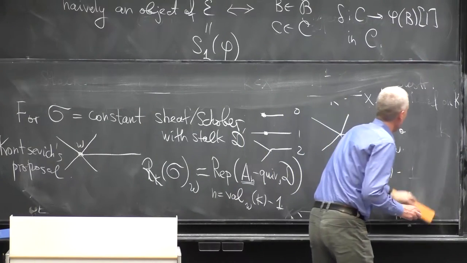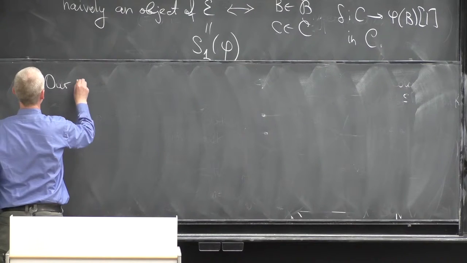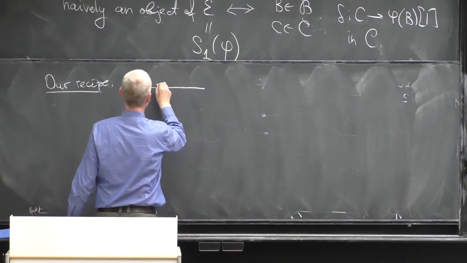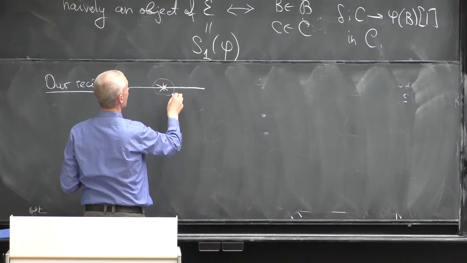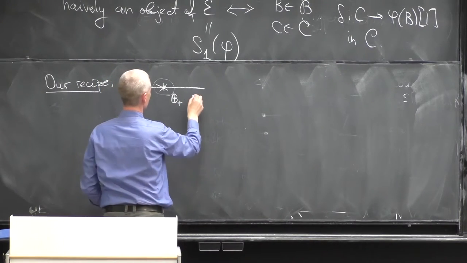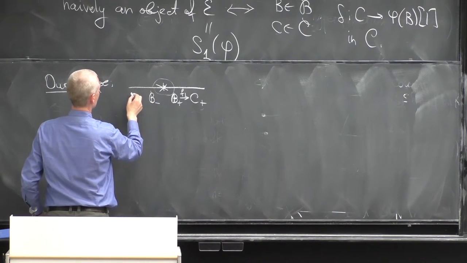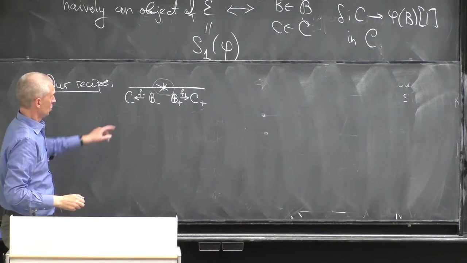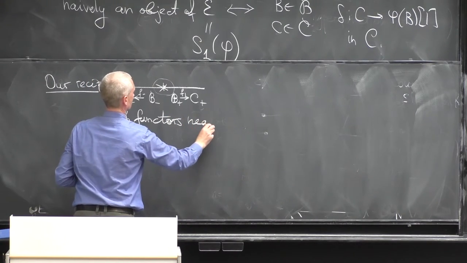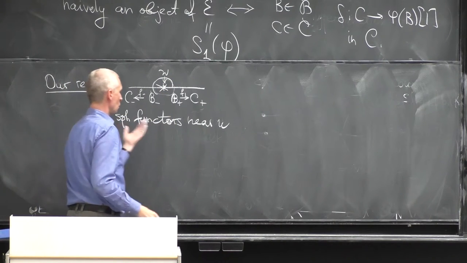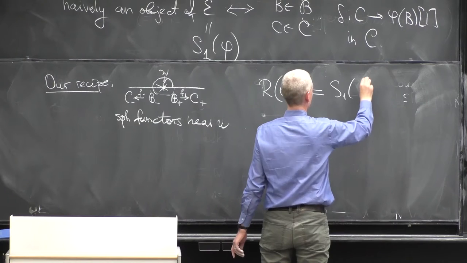Then, to finish my example here, our recipe consists of the following. If we have something like this, then we have two spherical functors. In this data, remember, the spherical functors form a local system. So here we have a category, say, B plus, and here we have the category C plus, and the spherical functor would be F plus. And here we have a category B minus, the category C minus, and the spherical functor would be F minus. So the corresponding spherical functors near W. We define R of S, W would be identified with S1 of F plus.